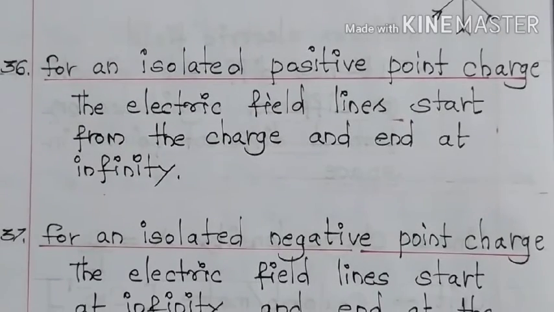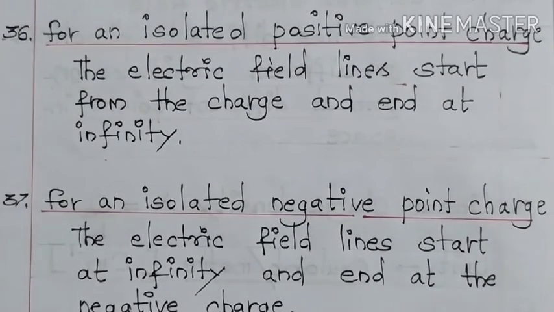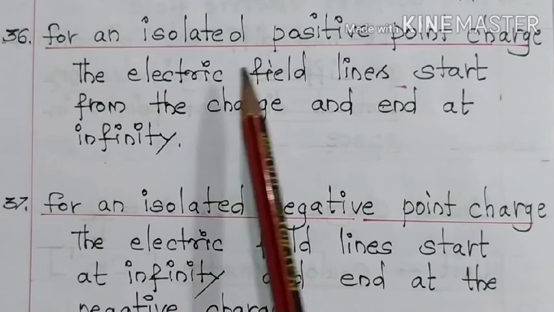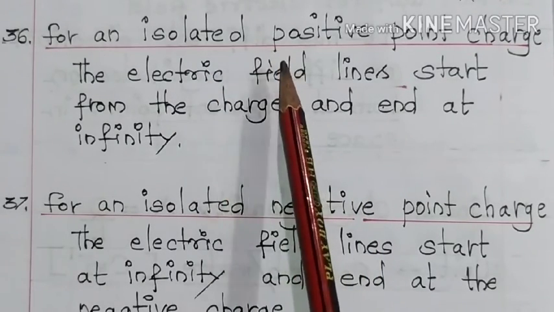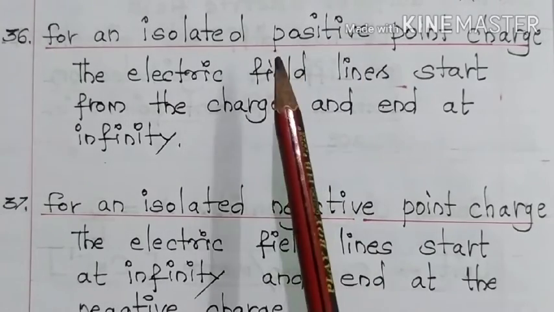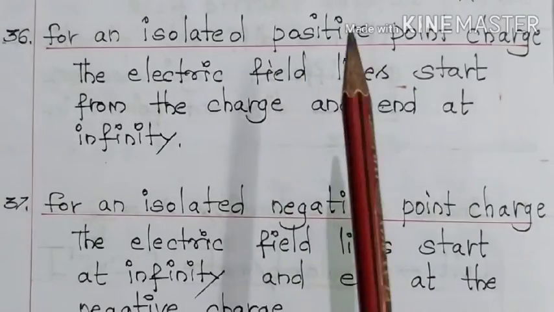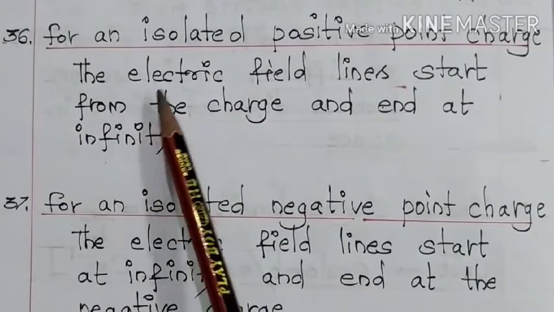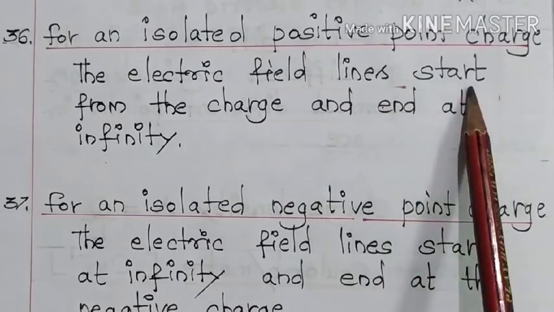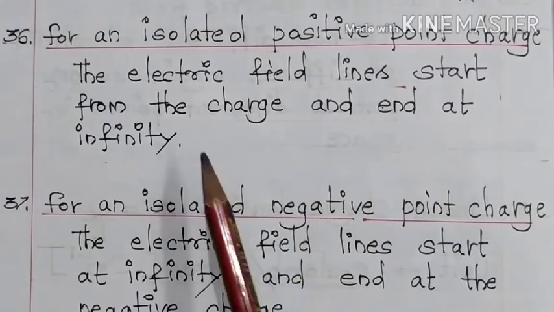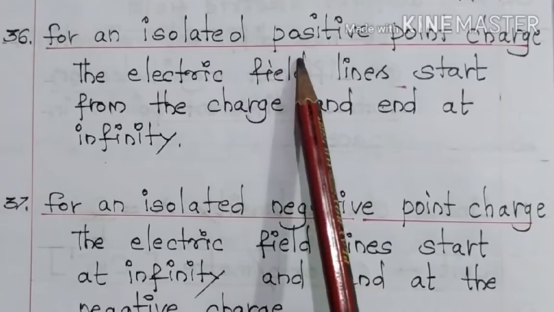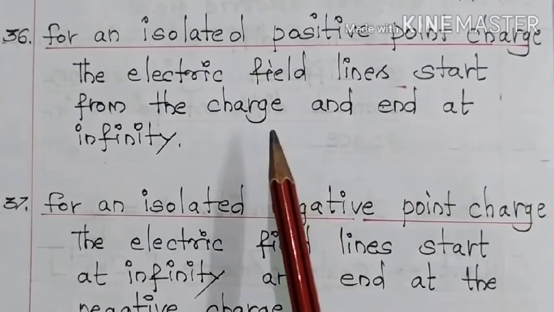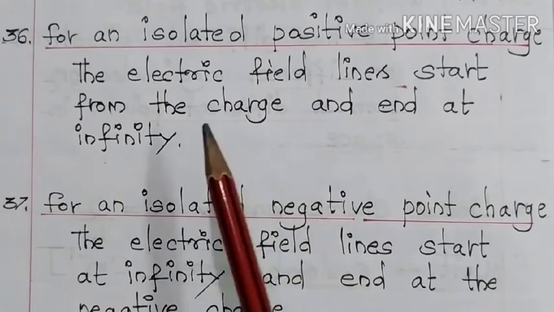Next point. For an isolated positive point charge. What does it mean? There is a positive point charge around which no other charges are placed. That is called an isolated positive point charge. The electric field lines start from the charge and end at infinity. In the case of an isolated positive point charge, the electric field lines start from the point charge and they will end at infinity.